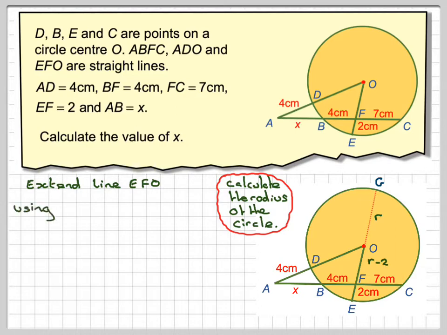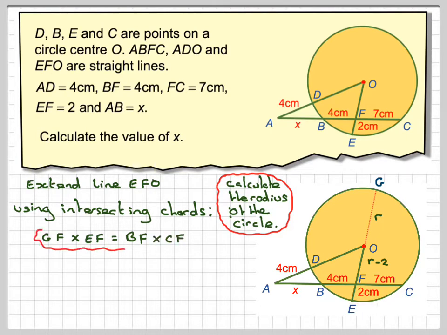Right, now we're going to use the intersecting chords theorem with the intersection inside the circle. So we're going to consider this chord here and this chord here. So we're going to say that GF, G to F, times E to F is going to be equal to B to F times C to F. So F is the point where the two chords intersect.